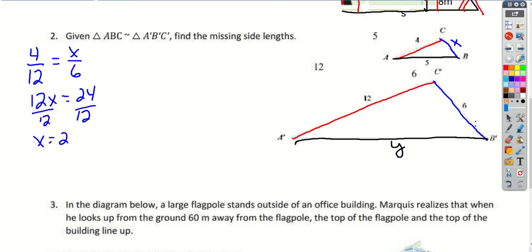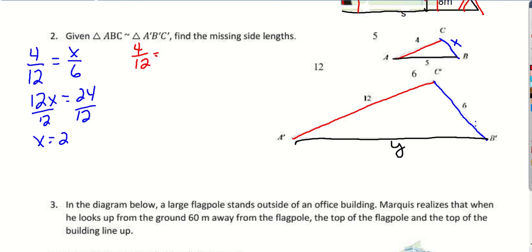And then in the y column, we would do the same concept here. So I could do 4 over 12 is equal to, and here I have 5 over y. And so cross multiply again, 4y, 12 times 5 is 60. Divide out by 4, and we're going to get y is equal to 15.